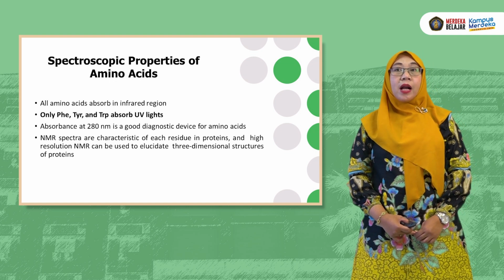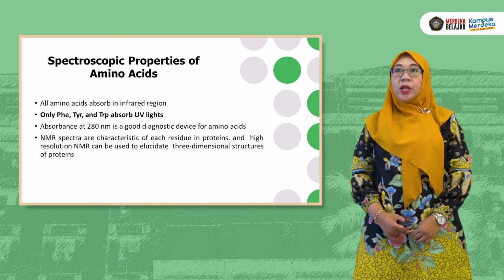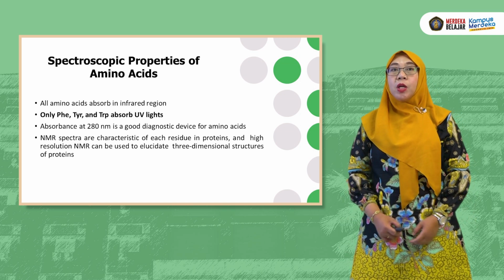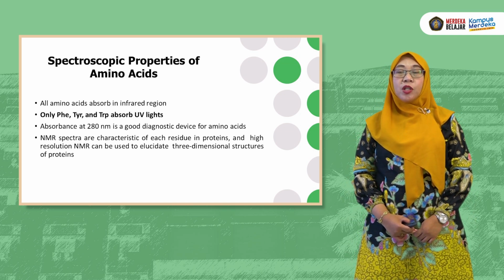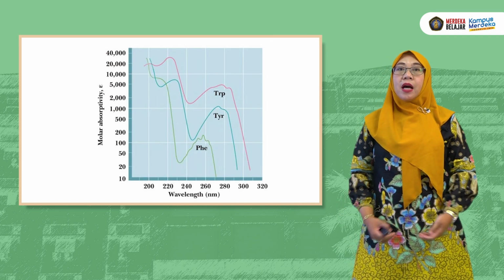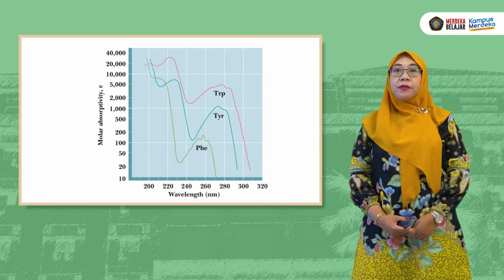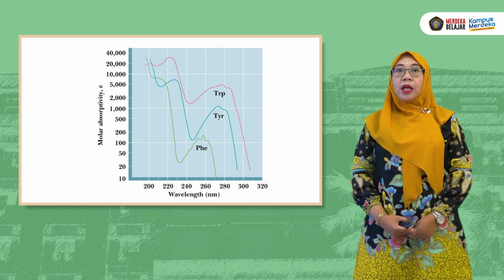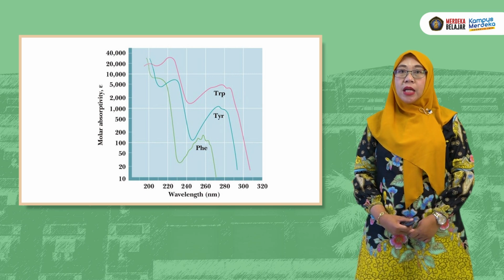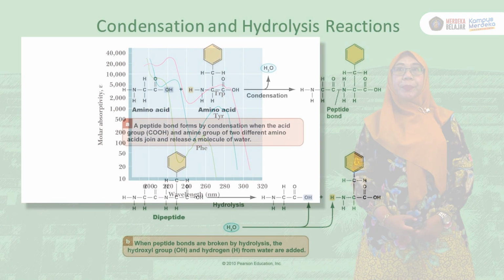NMR spectra are characteristic for each residue in proteins, and high-resolution NMR can be used to elucidate three-dimensional structures of proteins. These are UV results from the phenylalanine, tyrosine, and tryptophan in the UV region around 280 nanometers.